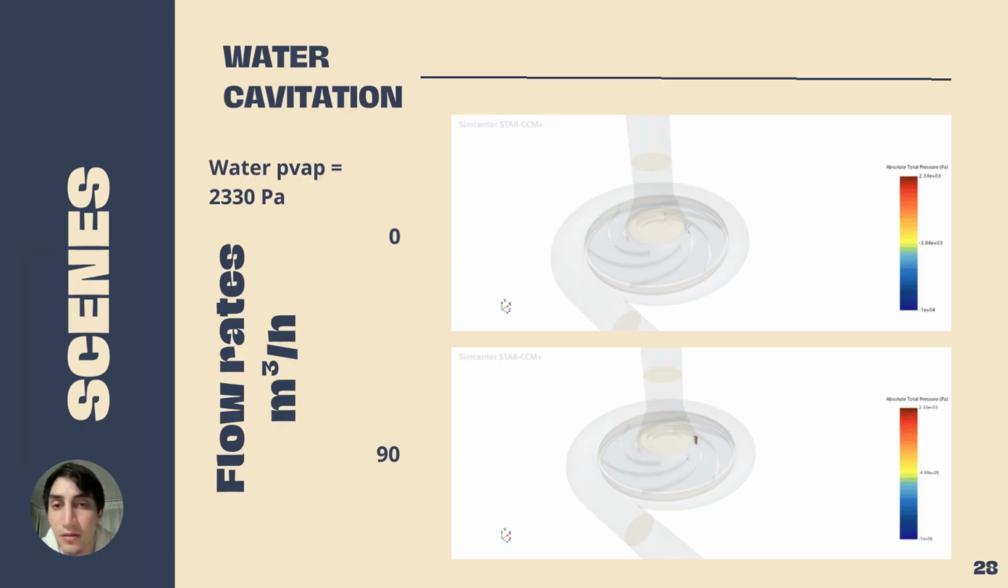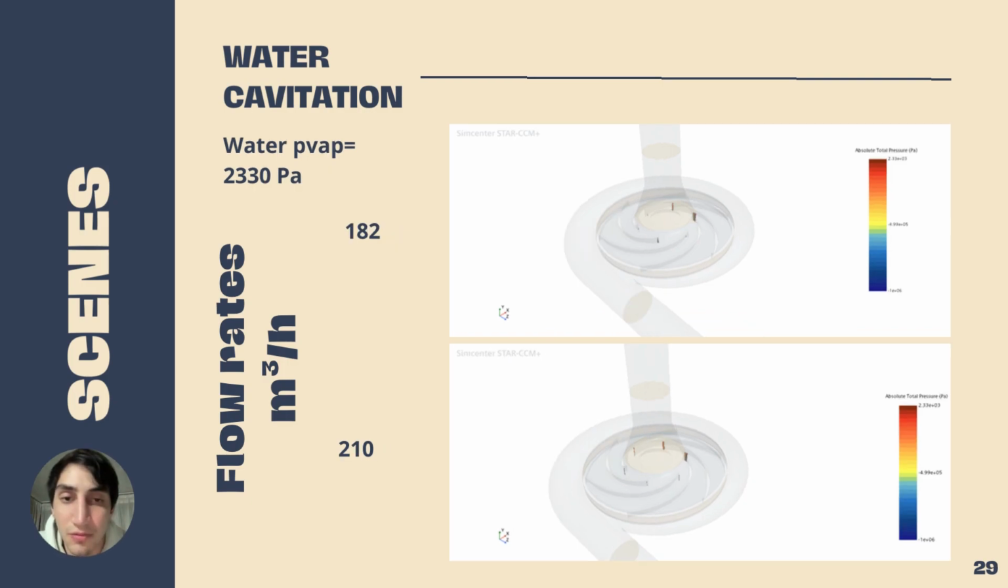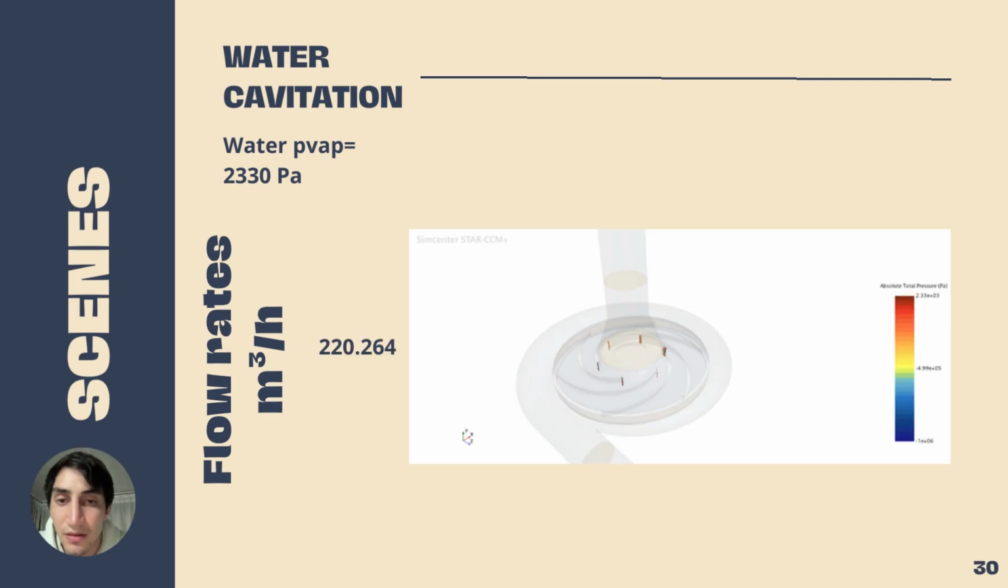For water cavitation scenes, we know that water at 20 degrees Celsius has a vapor pressure of 2,330 pascals. For a flow rate of 0, it has no cavitation, but as flow rate increases, cavitation begins in the eye of the impeller. We can see that as flow rate increases, cavitation also increases. This is the water cavitation for our BEP.